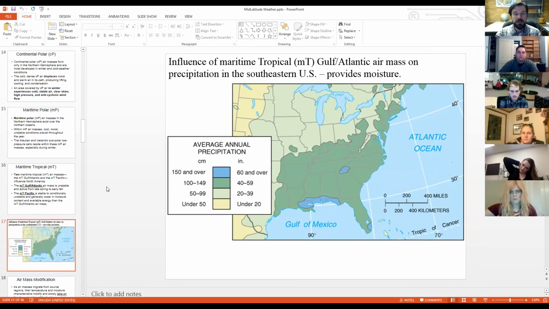There we go. But, you know, this is a good case to just use as an example: the influence of maritime tropical on the Gulf Atlantic air masses. This is why this is the most humid region in the continental United States, at least, this region of the southeast. And that's because we have a relatively warm body of water, which is the Atlantic Ocean.